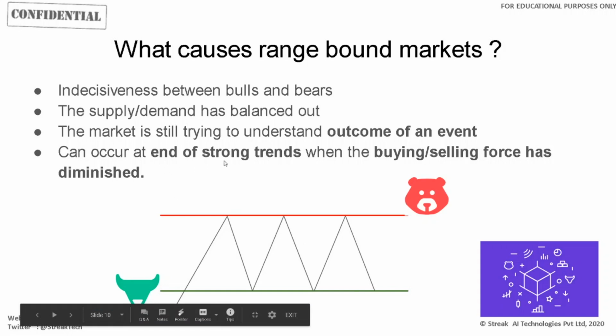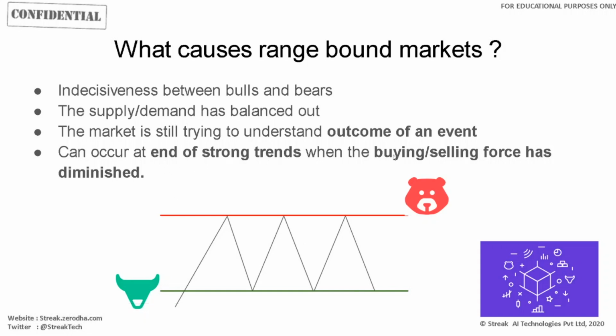They can occur at the end of strong trends when the buying or selling force has diminished. Now, ranging markets are also known as the calm before the storm. Before a strong trend starts, you can expect a choppy or a range-bound market. You can expect the market to be resting, the price is resting before it makes a massive move. And also at the end of a strong trend, you will experience that either the buying or the selling pressure has been exhausted, and the market will again enter a range-bound pattern.